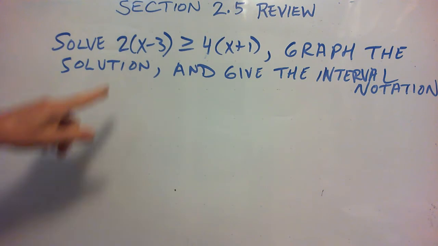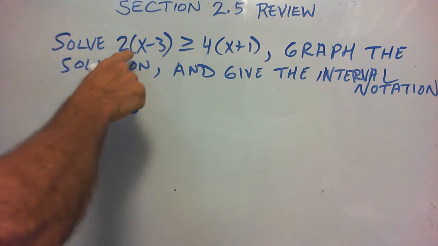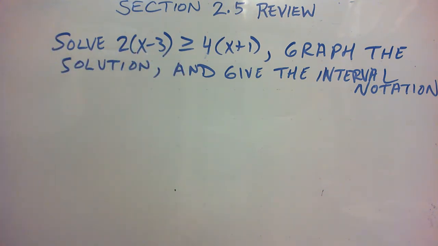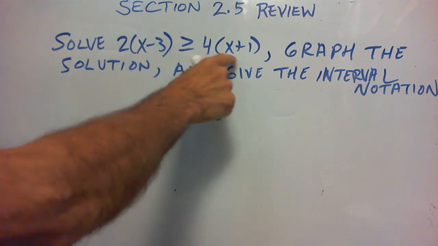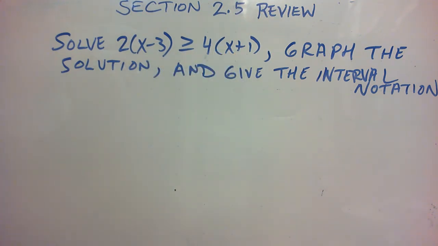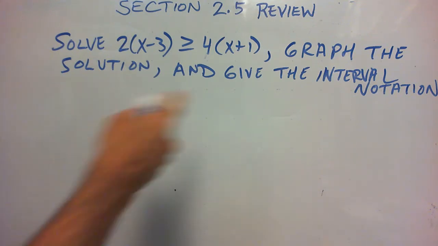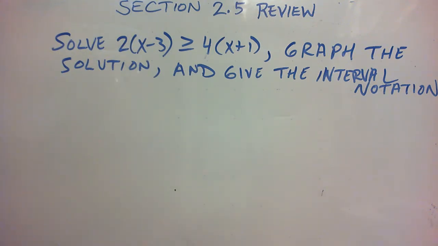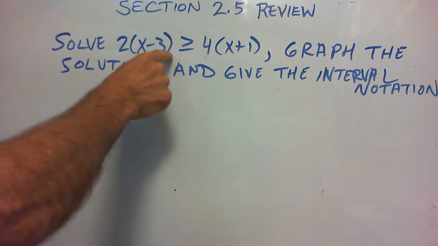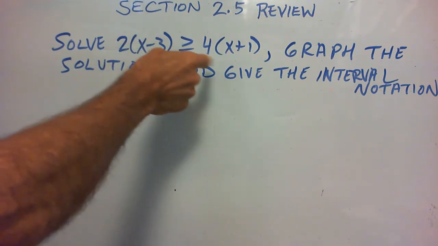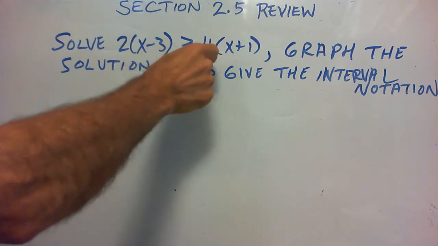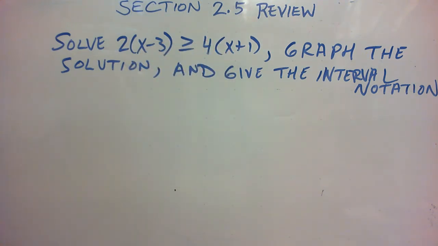Okay, in our next problem, solve the inequality 2 times the quantity x minus 3 greater than or equal to 4 times the quantity x plus 1. Graph the solution and give the interval notation of the solution. So here we're solving it like the equation 2 times the quantity x minus 3 equals 4 times the quantity x plus 1. So you're going to use the distributive property, isolate all the x's on one side, the numbers on the other, and solve. And then graph that solution and then give interval notation.